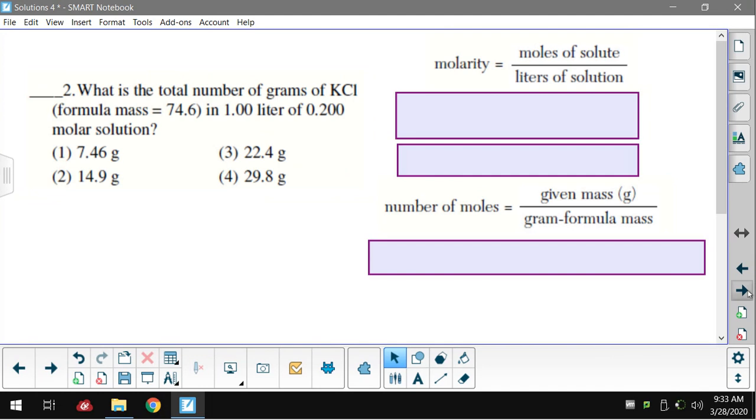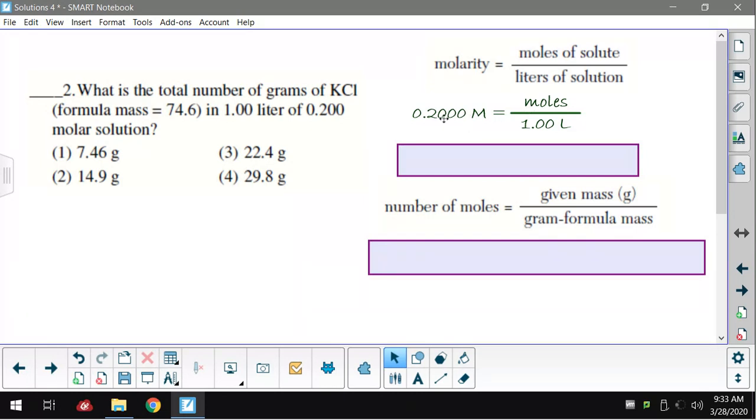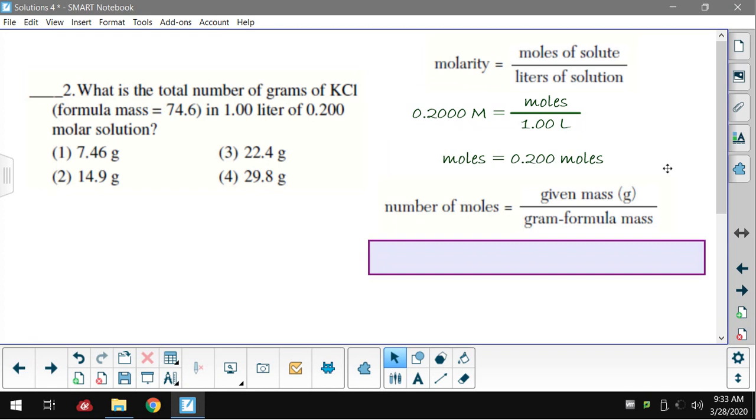Second question is, what's the total number of grams of KCl? And they give you the formula mass, molar mass, right there: 74.6 grams per mole, in 1 liter of a 0.2 molar solution. So molarity is the number of moles divided by the liters. Well, we want to find the moles. There's the molarity, 0.2 molar. I know it's not a capital M, but the word molar means molarity. 0.200 equals moles over 1 liter. So you just multiply those together, and you're going to get 0.2 moles.